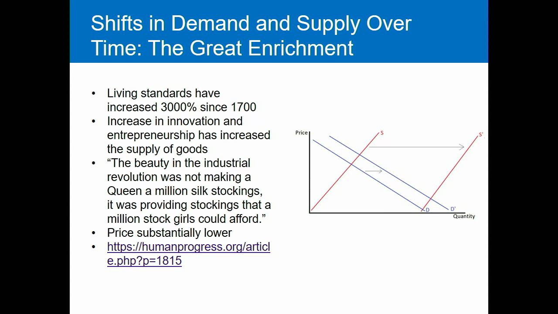Since 1700, economists estimate that living standards have increased by 3,000%, which is nuts as a number to imagine. We've seen a large increase in demand because people's incomes are now much higher, there are a lot more people, and markets are a lot more integrated. You're not just selling to your next door neighbors, you're selling to anyone in the world. Despite that, we've seen supply increase much, much more. It's now a lot cheaper to produce goods, because we've had innovation and entrepreneurship.